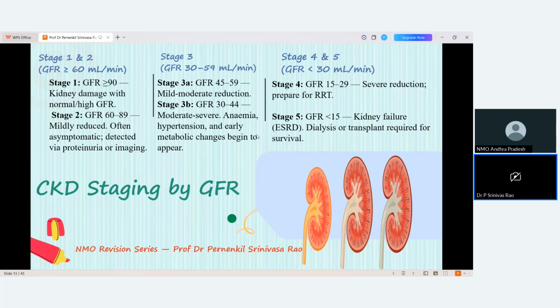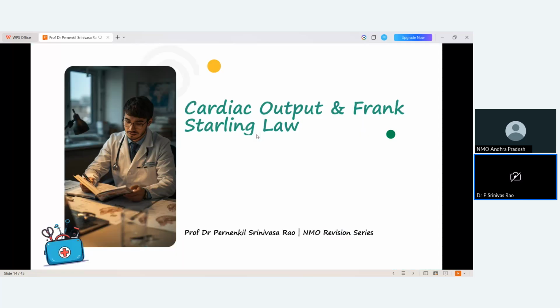Understood? In the GFR question, if it is asked, you just write about the chronic kidney disease where the GFR is reduced, and when the GFR is reduced so much, it will cause the staging. So that is about the glomerular filtration rate. If you have any doubts, you can please ask me after the end of the class.